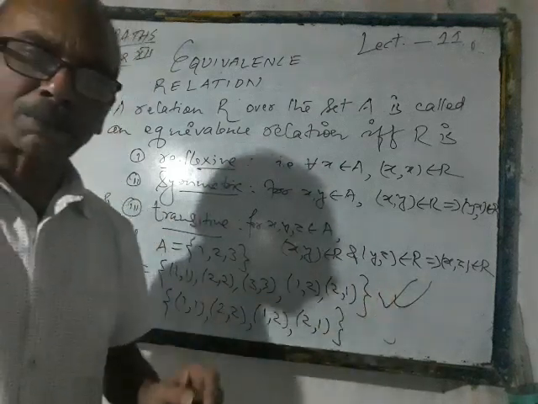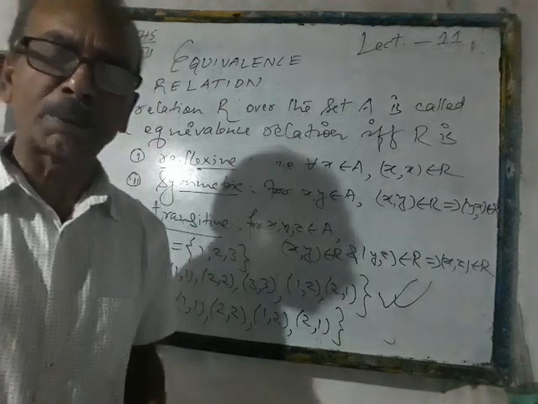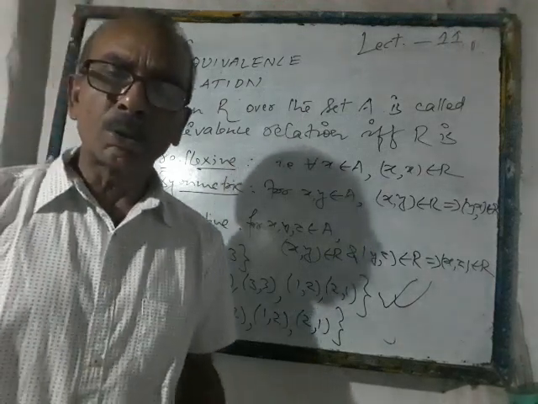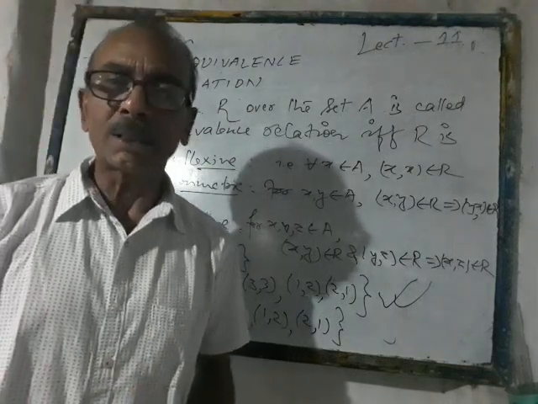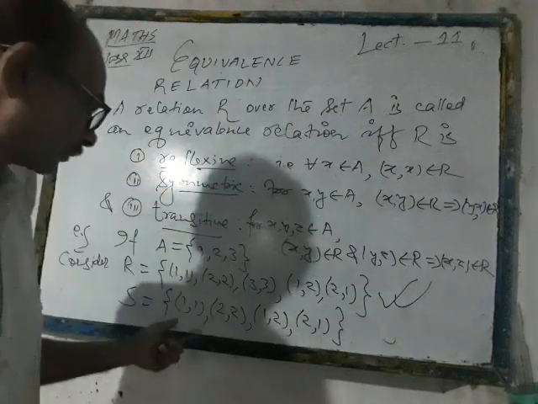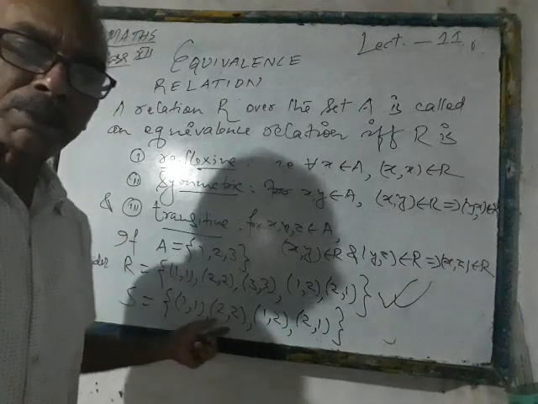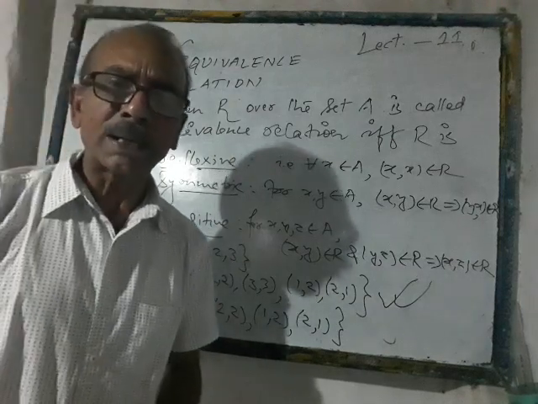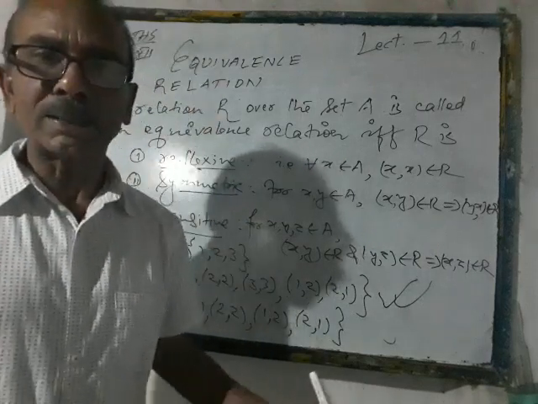Once you have observed that the given relation is not reflexive, that means out of these three, if one does not hold for the given relation, then the relation won't be an equivalence relation. So (1,1), (2,2) are there, but (3,3) is absent, meaning the given relation S is not reflexive, and on that basis we can very well say that this is not an equivalence relation.